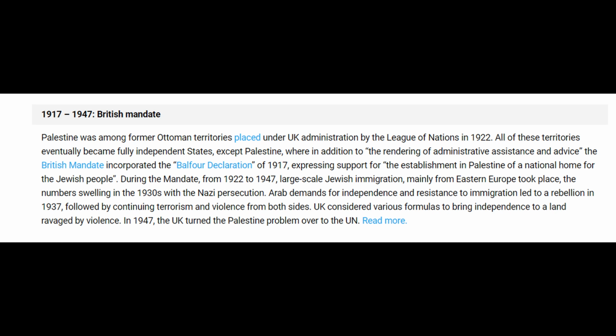Arab demands for independence and resistance to immigration led to a rebellion in 1937, followed by continuing terrorism and violence from both sides. Although Britain considered many formulas to bring independence to the region, in 1947, the UK turned the Palestinian problem over to the UN.